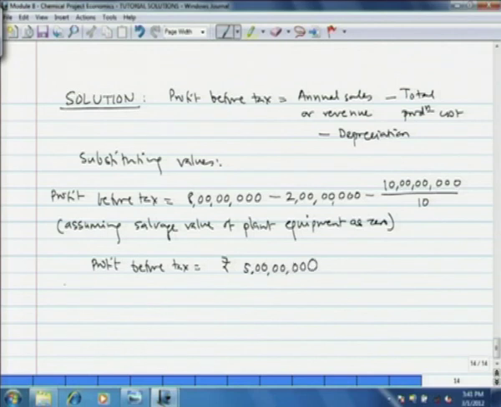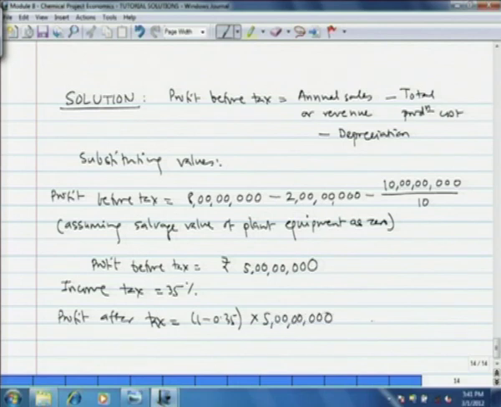Now, we have been given income tax at 35%. So, the profit after tax is 1 minus 0.35 into the profit before tax 5 crore, and this turns out to be rupees 3.25 crore.